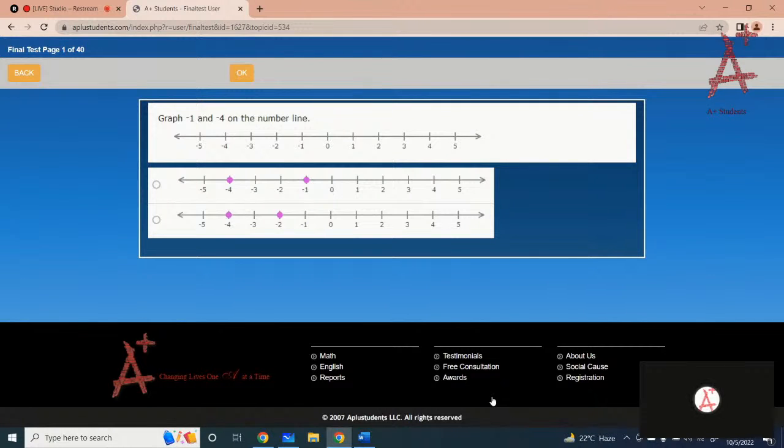Okay, graph negative 1 and negative 4 on the number line. So which option is the correct one? First one or the second one? The first option, because here you have negative 1 and here you have negative 4. Got it?